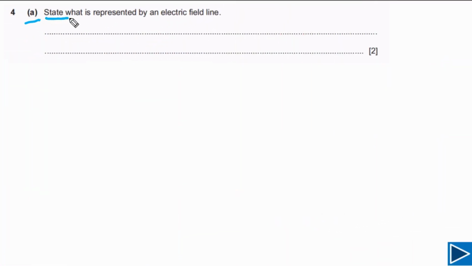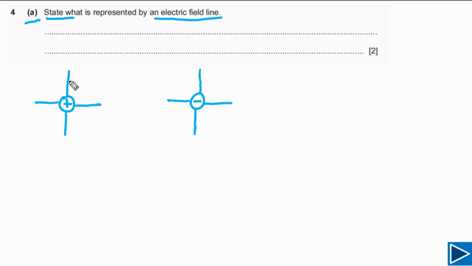For part A, we need to state what is represented by an electric field line. Let's try to understand this with the help of a positive charge, meaning the electric field around a positive charge, and the electric field around a negative charge. So let's say we have a negative charge here, and this is the electric field around this negative charge. They have the equal amount of charge. That's the reason we simply draw 4 electric field lines. This also tells us that they have the equal amount of charge because they have an equal number of electric field lines.